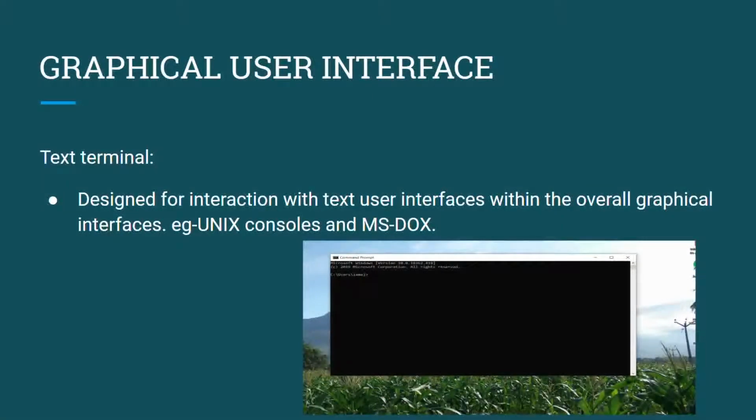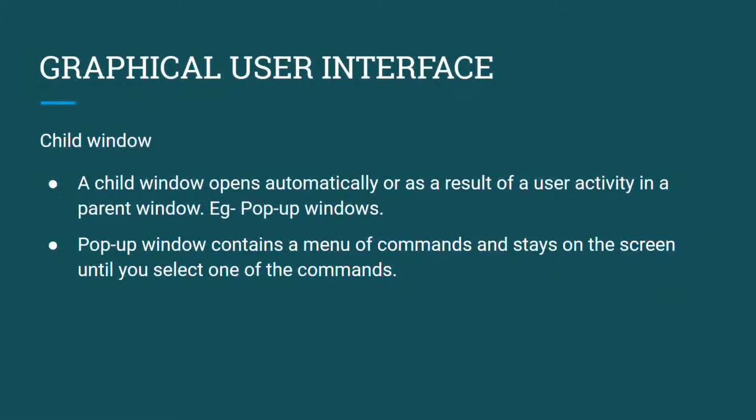Text terminal. Designed for interaction with a text user interface within an overall graphical interface. So this command prompt is a text user interface which is in the graphical interface. Child window. A child window opens automatically or as a result of user activity in a parent window. Example, pop-up windows. A pop-up window contains a menu of commands and stays on the screen until you select one of the commands. So we all know about the annoying pop-up screens which we get when we are browsing on the internet. Those screens just stay on the screen until we close them.